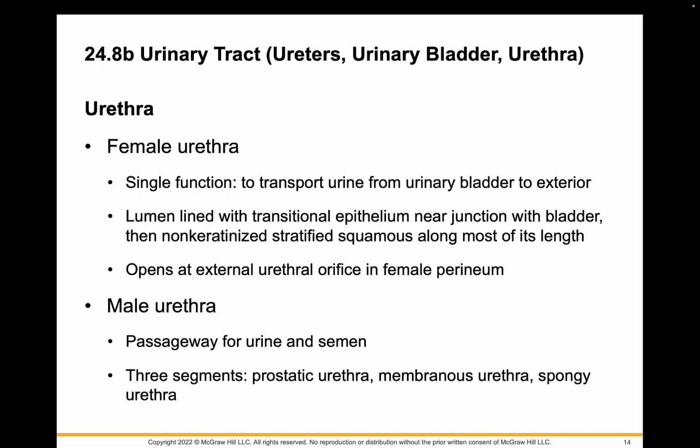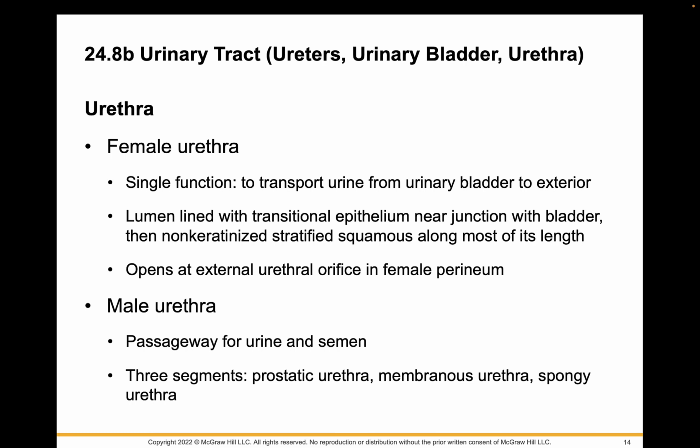Now, there are significant differences between the male urethra versus the female urethra, and we're first going to be looking at the female urethra. One thing to remember here is the female urethra is single function, and that is to transport urine from the urinary bladder to the exterior. It has a lumen that's lined with transitional epithelium near the junction with the bladder. And then, for the most part, there's going to be this non-keratinized stratified squamous along most of its length. The opening is at the external urethral orifice found in the female perineum.